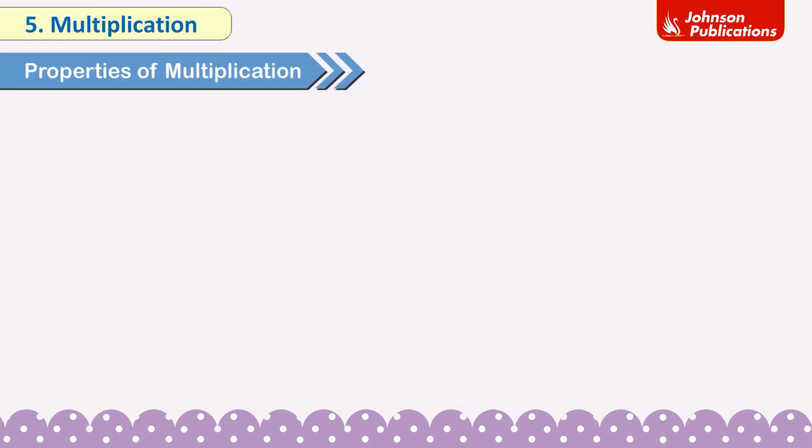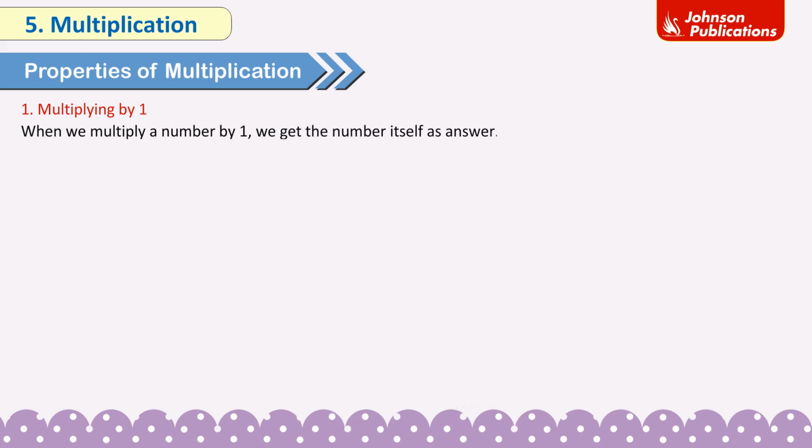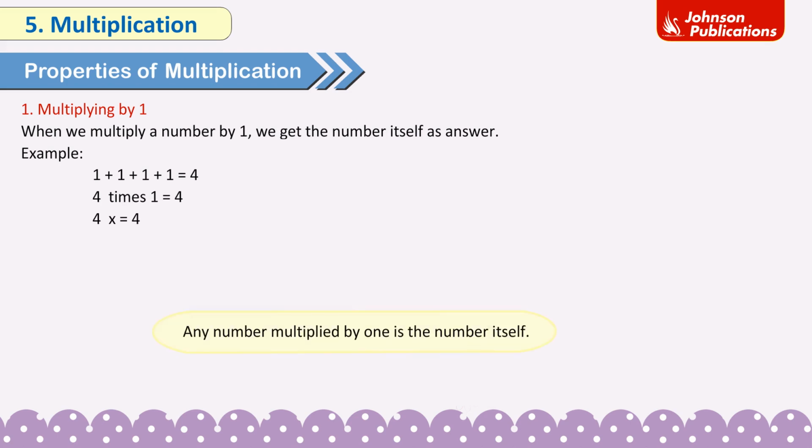Properties of multiplication. 1. Multiplying by 1. When we multiply a number by 1, we get the number itself as answer. Example: 1 plus 1 plus 1 plus 1 equals 4. 4 times 1 equals 4. Any number multiplied by 1 is the number itself.